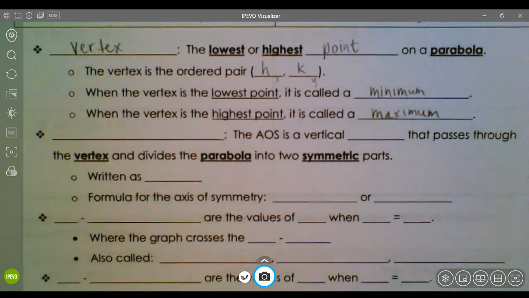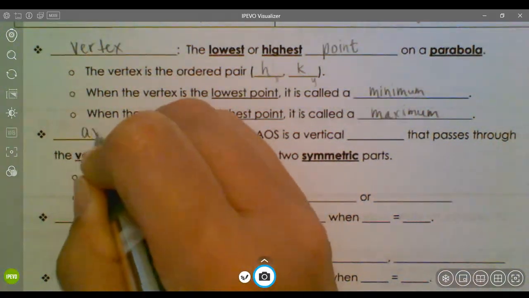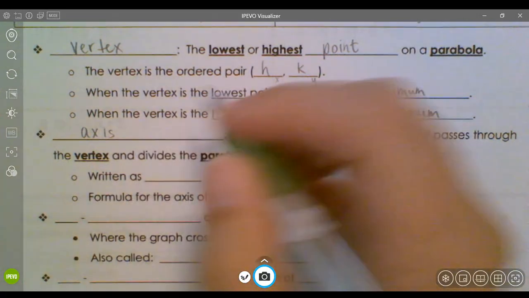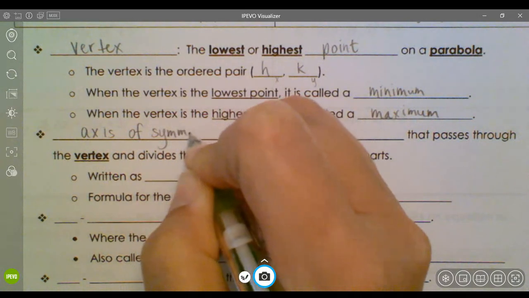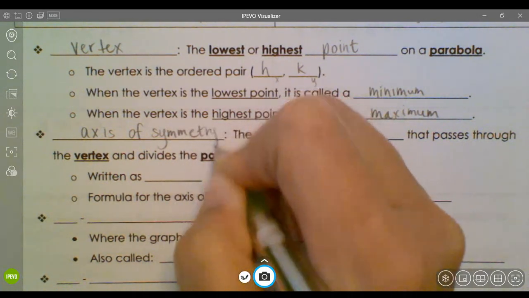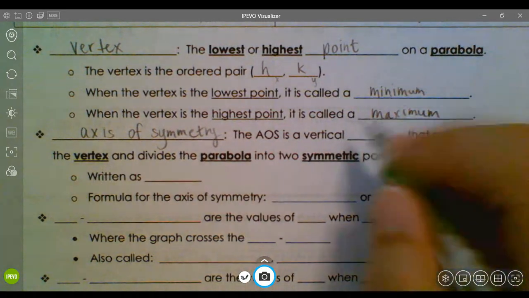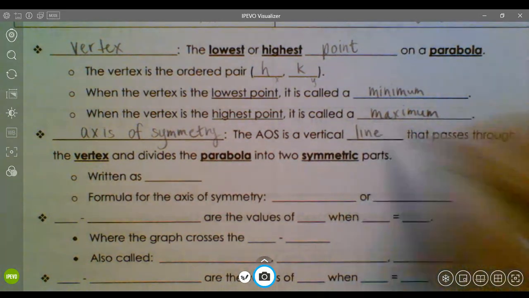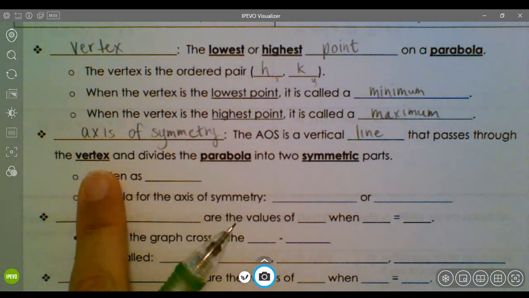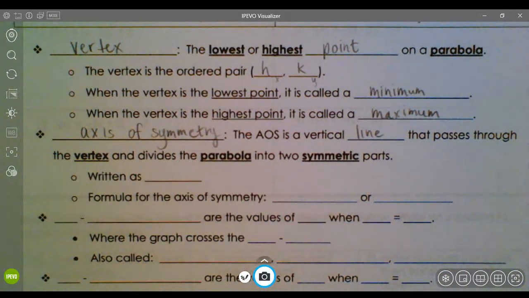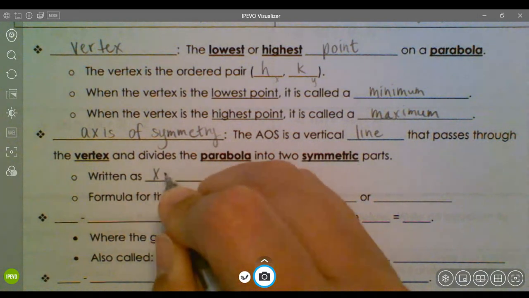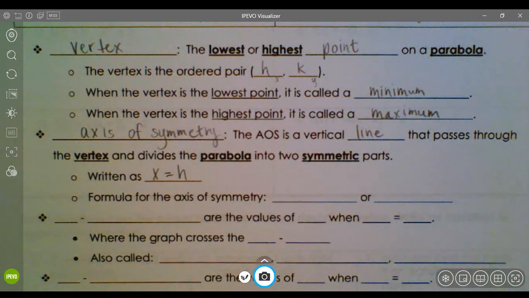Okay, now we're going to go back to, I'm guessing, 6th grade, 5th grade math, I'm not sure, where we talked about a line of symmetry. Well, now that we're in uppity Algebra 1, we call it the axis of symmetry. Let me make sure I spelled it correctly. The axis of symmetry is a vertical line that passes through the vertex, and it divides the parabola into two symmetric parts. And you write the axis of symmetry as x = h.